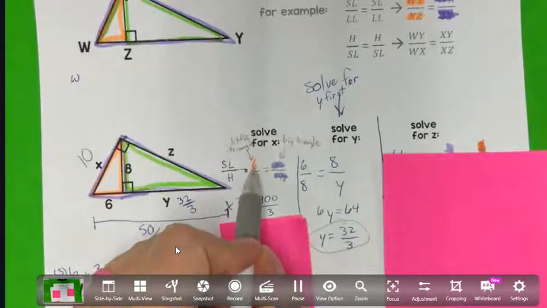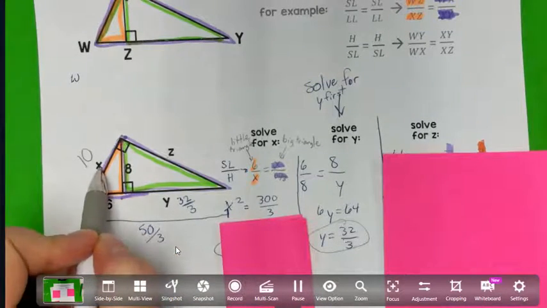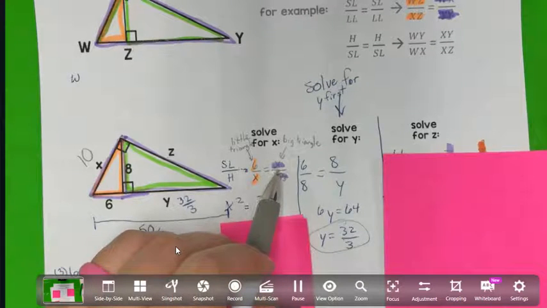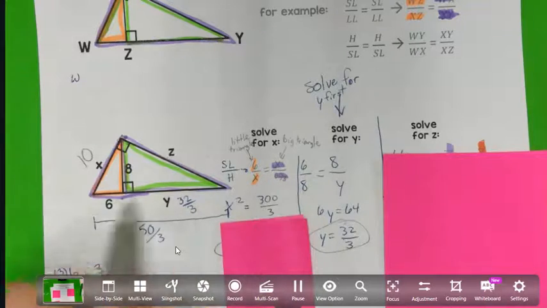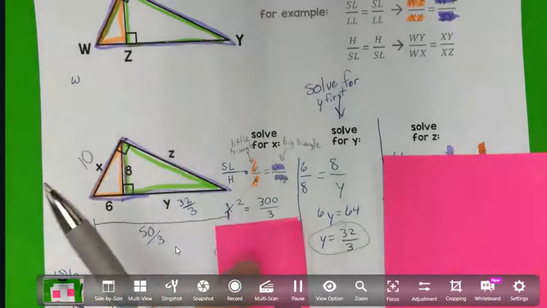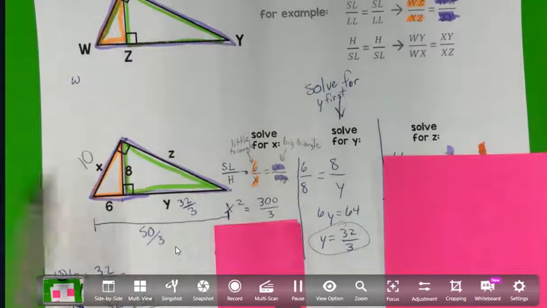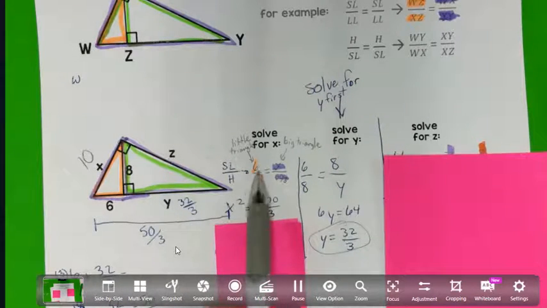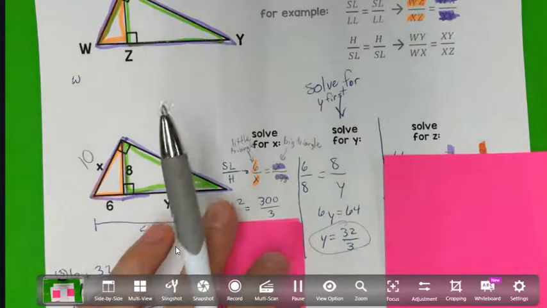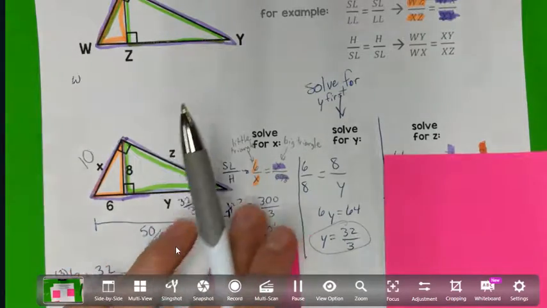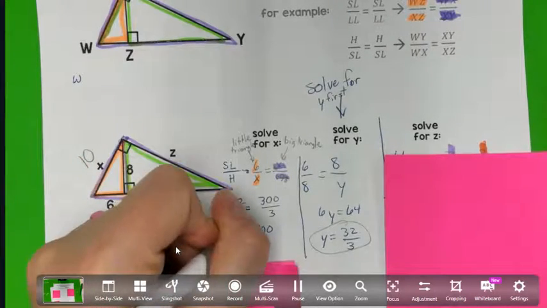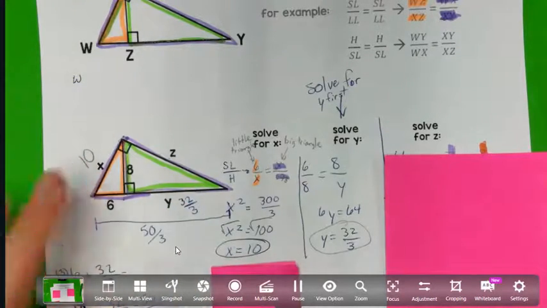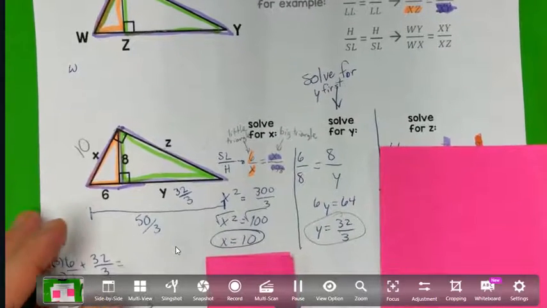Let's look at it. So our orange triangle would be 6 over x, short leg over hypotenuse. Our purple triangle would be x over the hypotenuse, which is 50 over 3. And then when we multiply these two, 50 times 6 is 300 over 3. And then x times x is x squared. So 300 divided by 3 is 100. Take the square root of both sides and you get 10. So that's where that 10 came from for x.